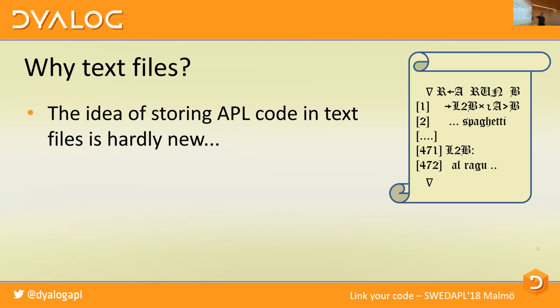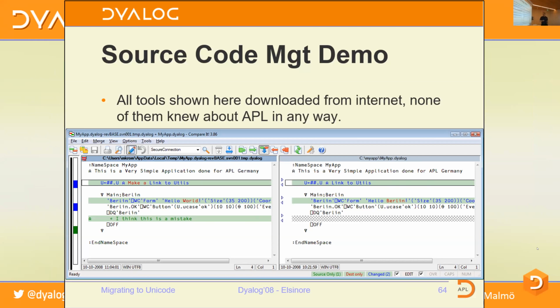Here's a piece of archaeological APL code that was recovered from a script file. How many of you remember "branching times iota condition to L2B", which is down on line 471 of a function?